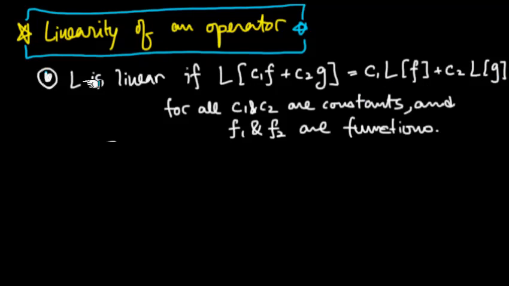You can write down an operator that involves y squared or y to the third. You can easily verify that they are not linear, and this is not always satisfied. It's a special property.